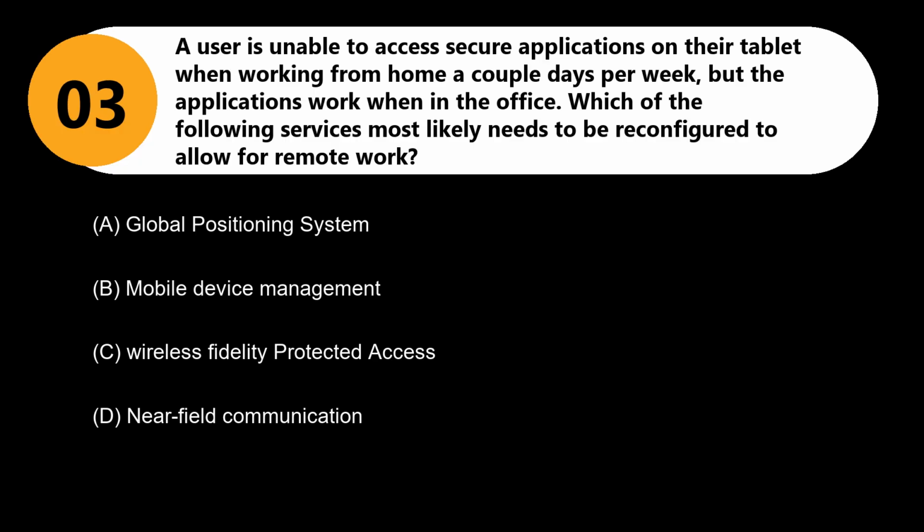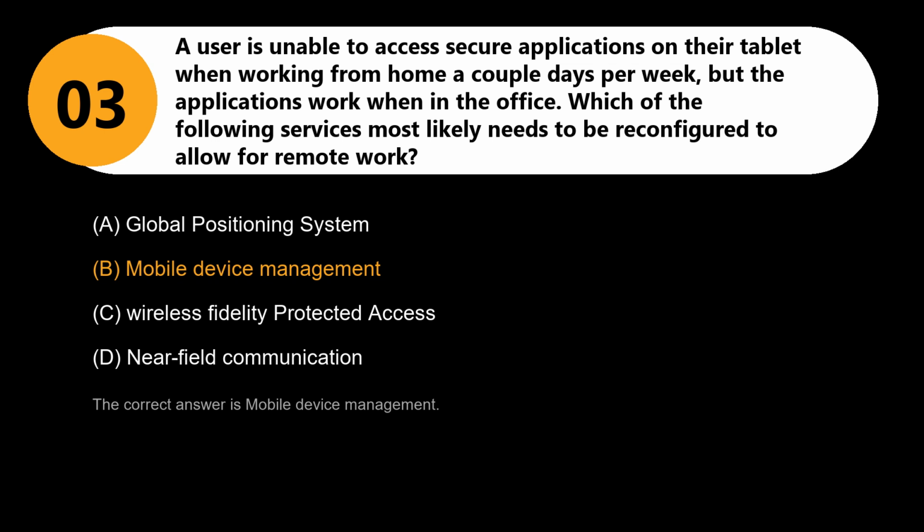Question 3. A user is unable to access secure applications on their tablet when working from home a couple days per week, but the applications work when in the office. Which of the following services most likely needs to be reconfigured to allow for remote work? Option A, Global Positioning System. Option B, Mobile Device Management. Option C, Wi-Fi Protected Access. Option D, Near-Field Communication. The correct answer is option B, Mobile Device Management.